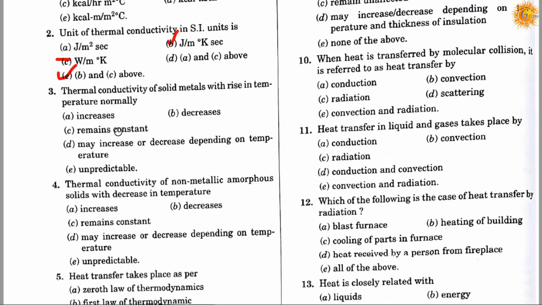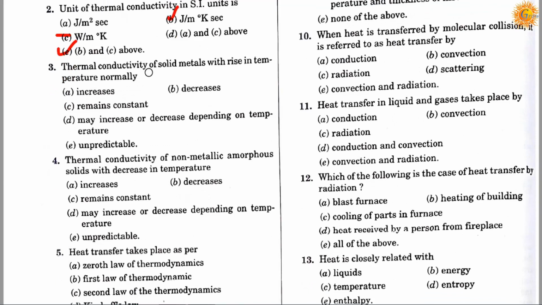Question number 3. Thermal conductivity of solid metals with rise in temperature normally: option A, increases. Option B, decreases. Option C, remains constant. Option D, may increase or decrease depending on temperature. Option E, unpredictable. Correct answer is B. It will be decreases.